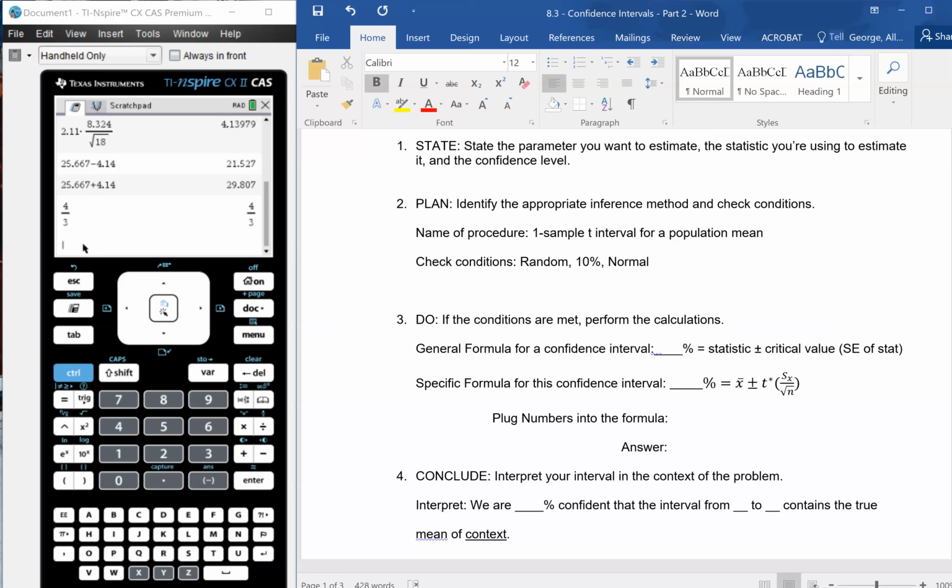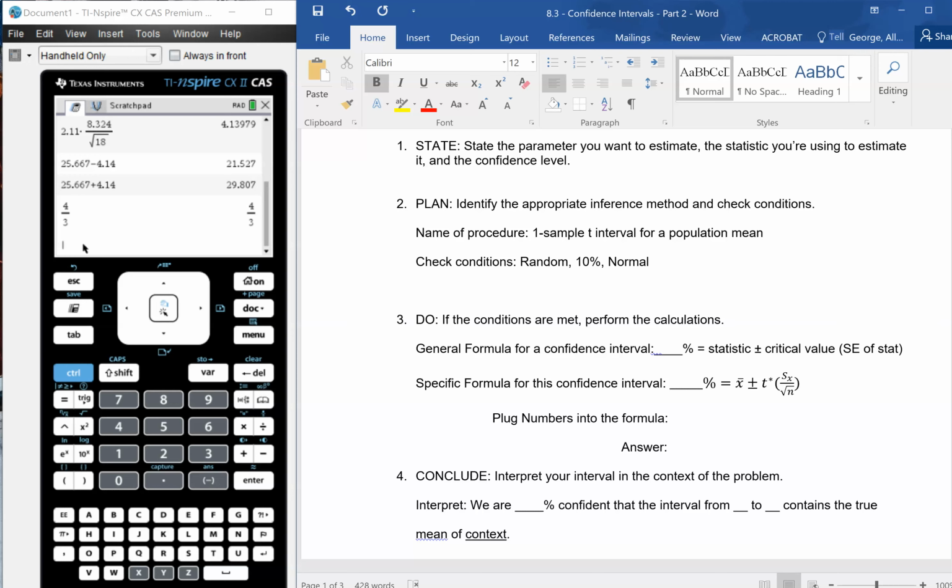But the first way is, if you're lucky, they go ahead and tell you it's normal. So cross your fingers, you are so lucky. If not, the second thing you're looking for is your sample size. The central limit theorem says something is normal if it has 30 or more in the sample. So if your sample size is 30 or bigger, you're good to go.